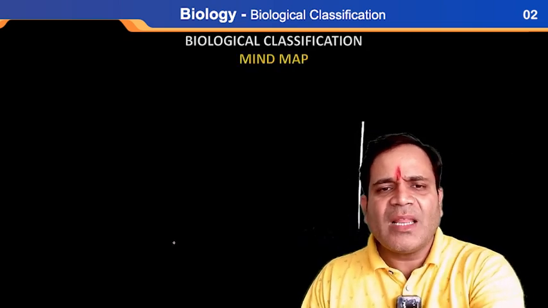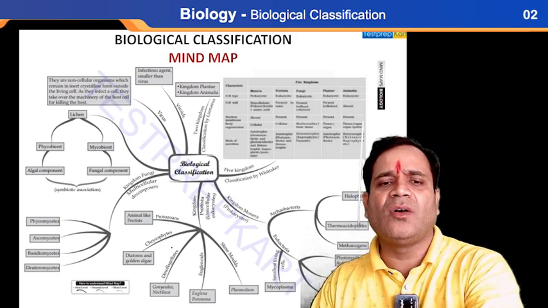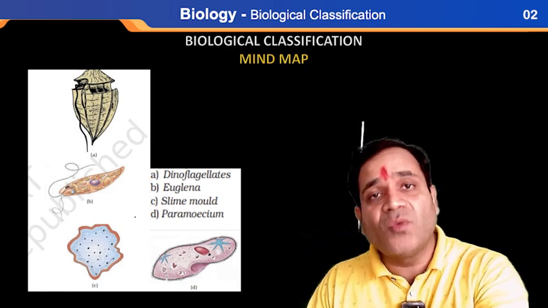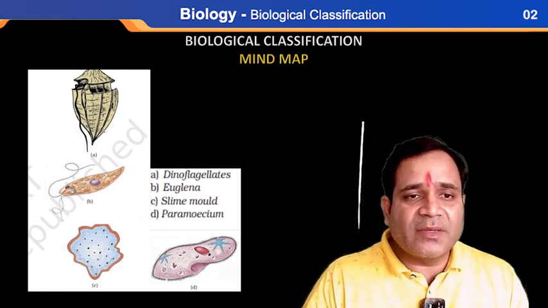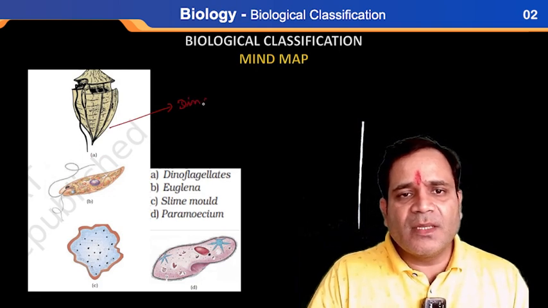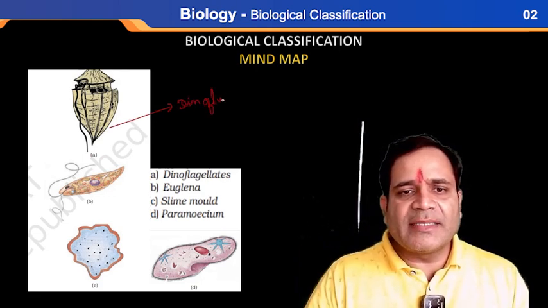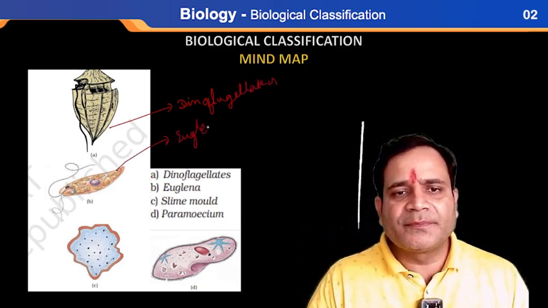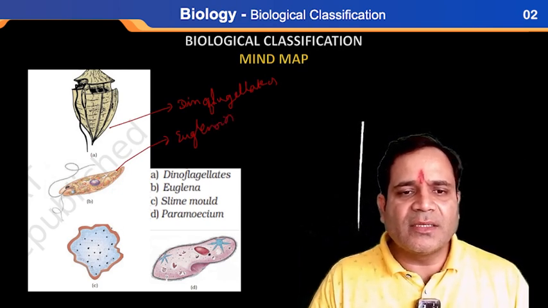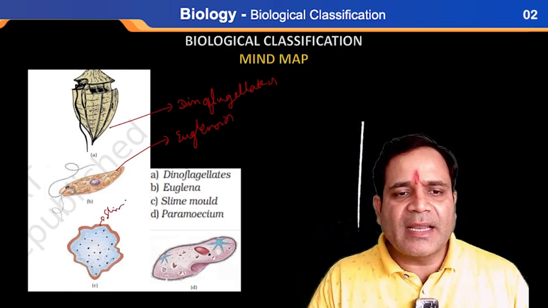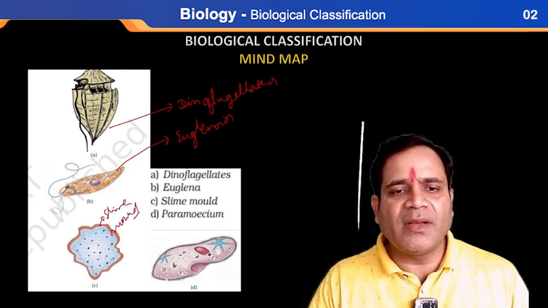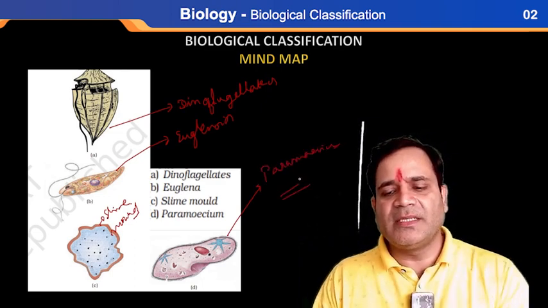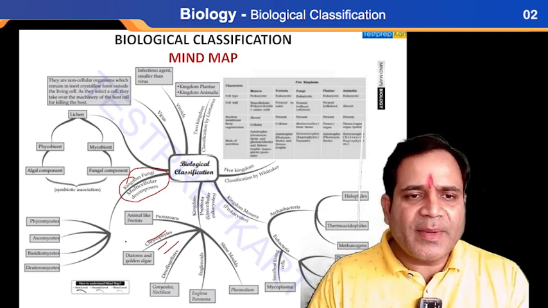After knowing all these things, now it's time to know about the kingdom Fungi, which is multicellular. Before that, just see this word: dinoflagellates. This one is dinoflagellates. This one is euglenoids. This one is slime mold, my dear. This diagram is given in NCERT, and this one is Paramecium. These all things should be clear.